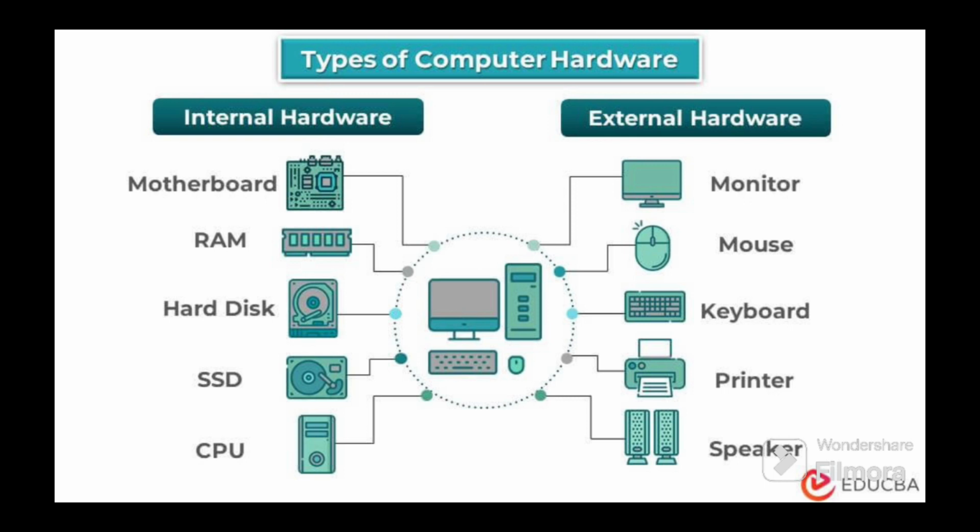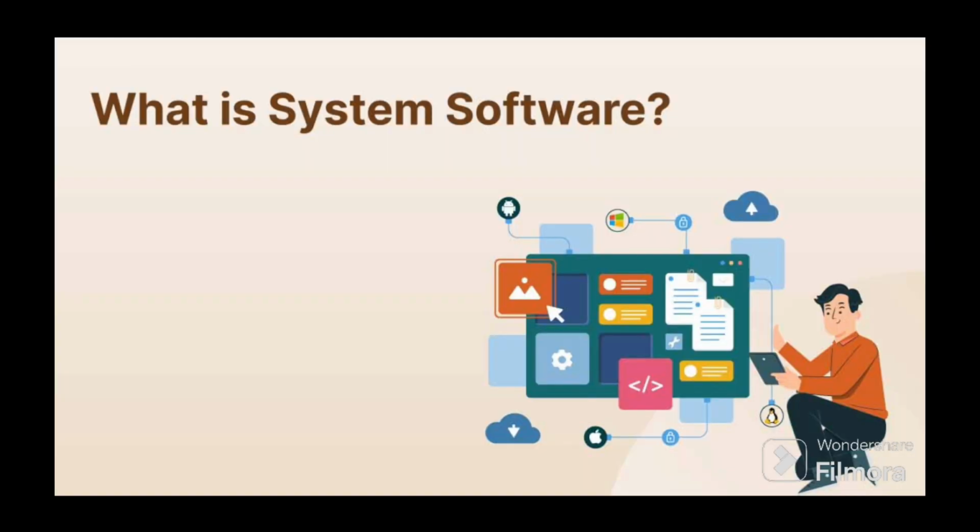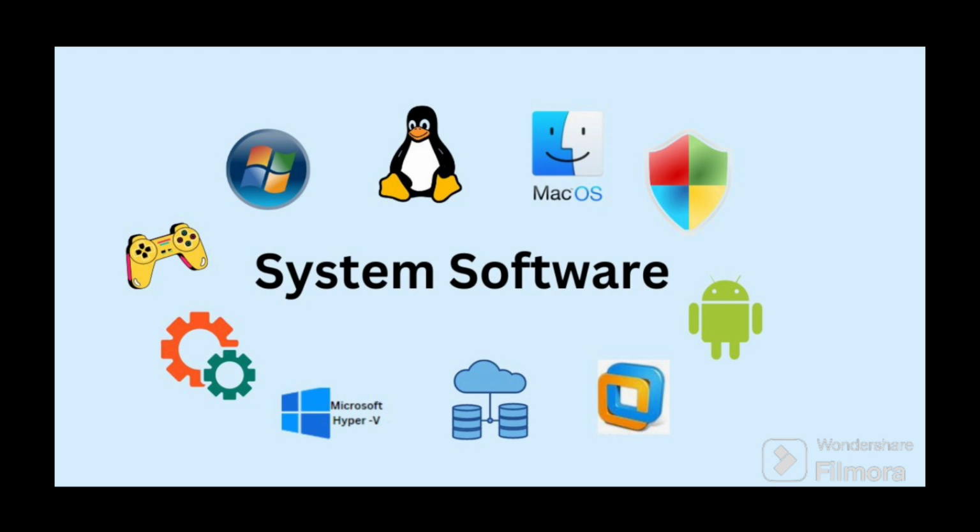There are two types of computer hardware. First, internal hardware. Second, external hardware. So, the internal hardware includes motherboard, ROM, hard disk, SSD, CPU, while external hardware includes monitor, mouse, keyboard, printer, and speaker. What is software? Programs, applications, and the operating system, OS, that enable the computer to perform various tasks.